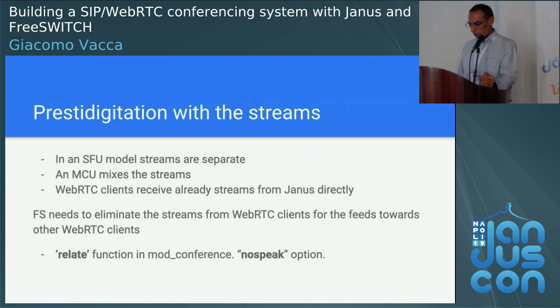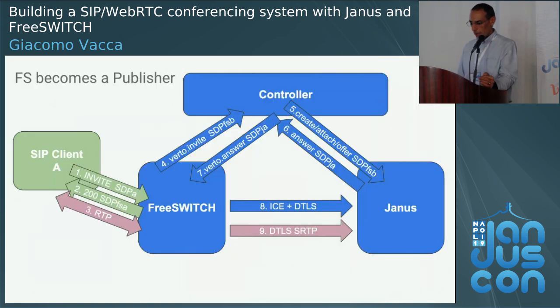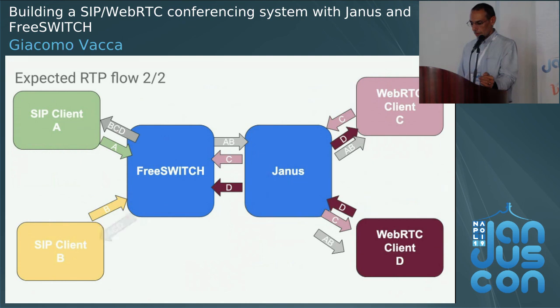So if I can go back here, you notice that the gray arrow from FreeSWITCH to Janus only contains A and B. So theoretically, if this was a normal mixer in a conference, this would have A, B, and D for C, and A, B, and C for D, because it would have all the streams to one participant apart from the participant itself.